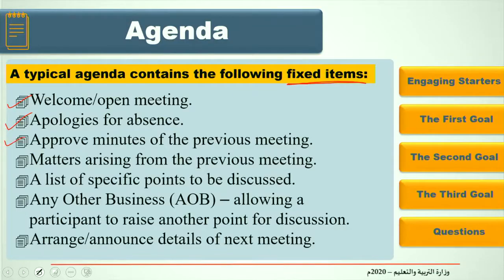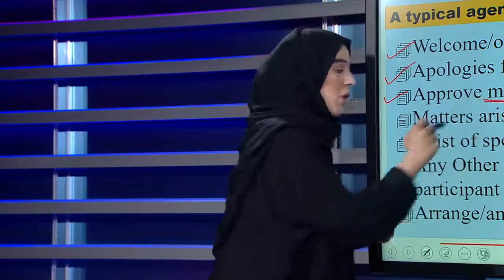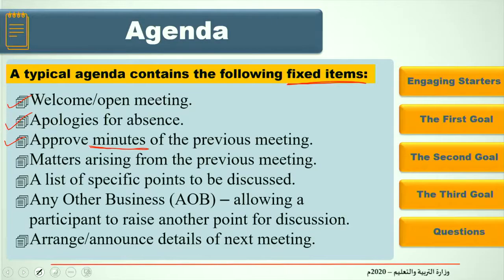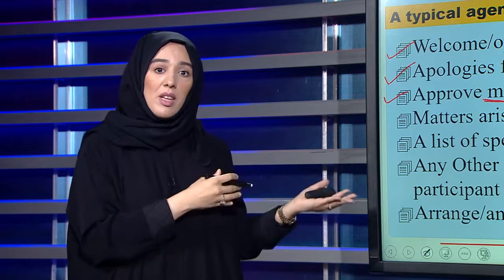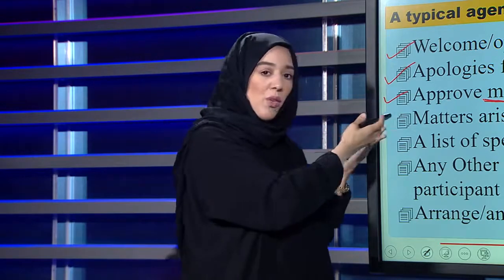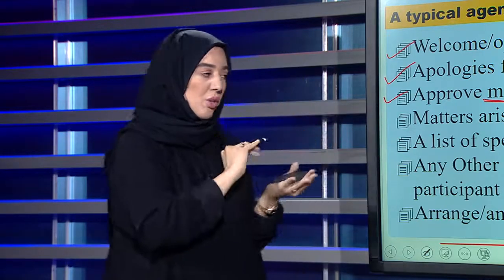Number 3, approve minutes of the previous meeting. Here we have minutes. What do I mean by minutes? We're going to know it later on. In the previous meeting, they discussed some topics. So in this meeting, they're going to get the approval from all the members. Did they approve this discussion or not?